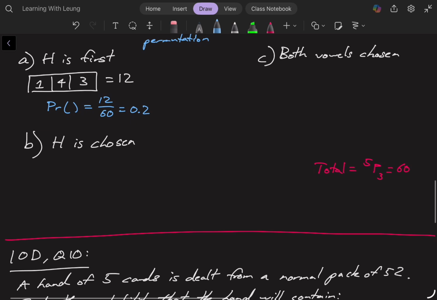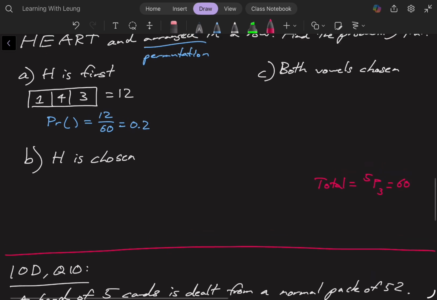Cool. All right. So the probability that H is chosen, this is where it's really helpful to remember that a permutation is choosing, then arranging. Because we can't apply a simple permutation formula here. We can't just use an NPR. We need to remember that there's two steps. We need to choose the letters, and then we need to arrange them. And that's what it means to do a permutation.